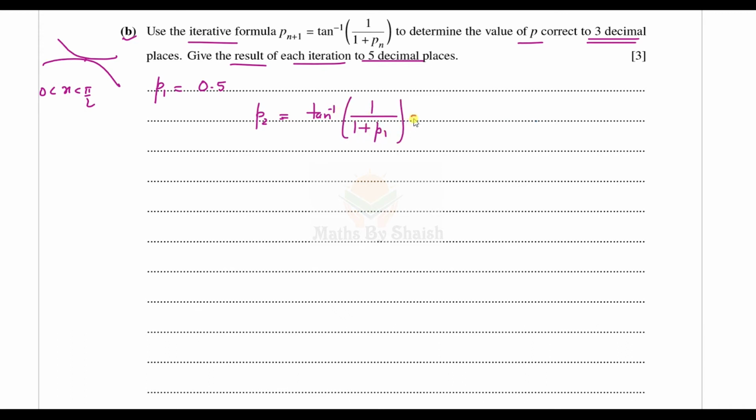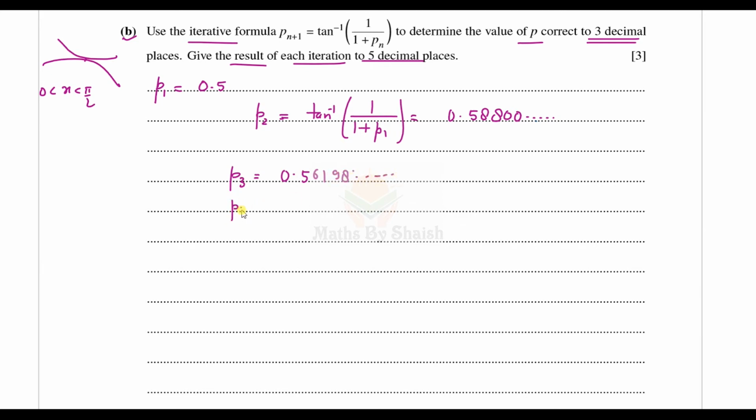Here you are writing P1, but in the calculator you will use tan inverse 1 over 1 plus the answer key. In that case you don't have to do it again and again, and you will directly get this value as 0.5880 and so on till 5 decimal places. I have given the result. And then P3 you will get just by pressing the equal to button, like you are writing tan inverse 1 over 1 plus P2, so it would be 0.56197 and so on.